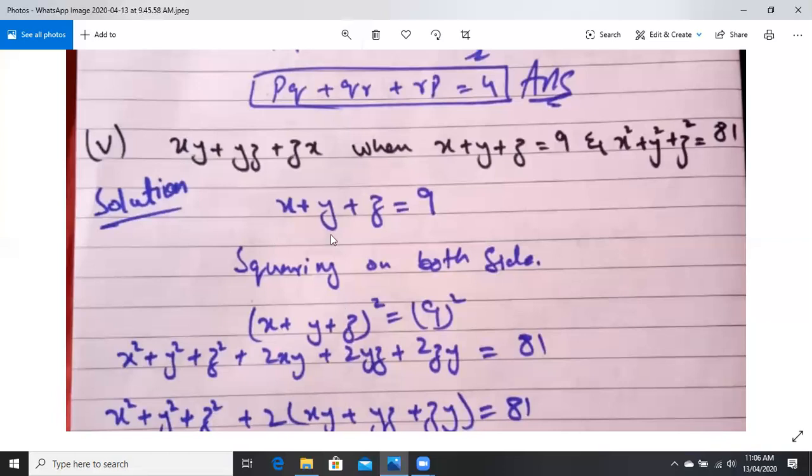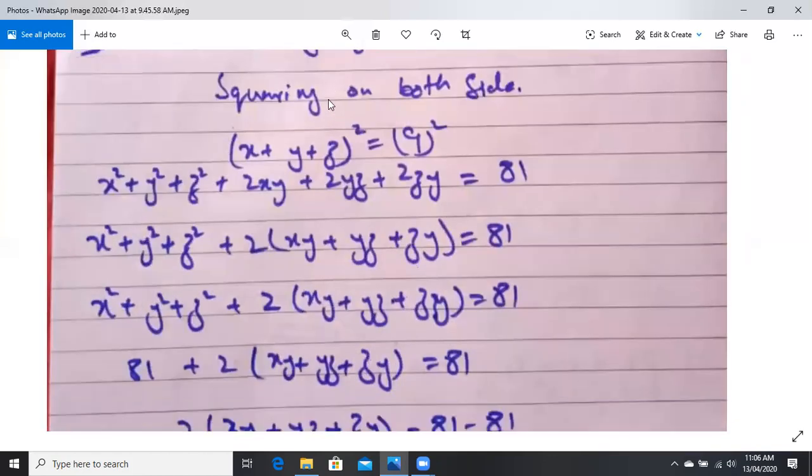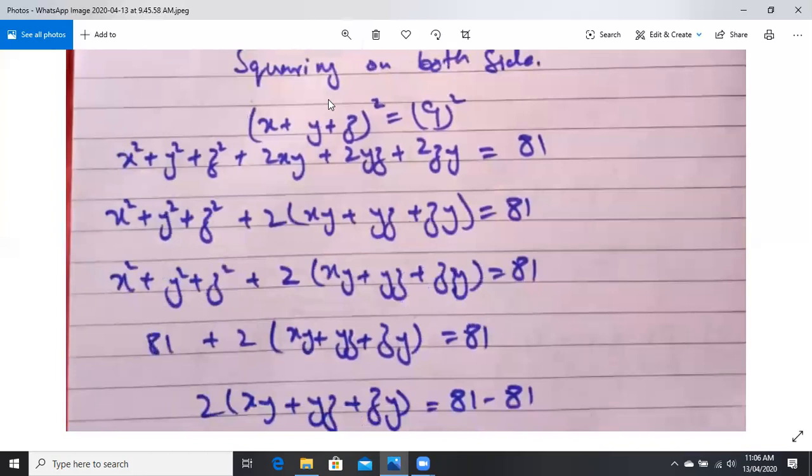So now move towards the next step, which is putting the values. So x square plus y square plus z square plus 2, I take common 2, and xy plus yz plus zx, because I have to find that value. And there's a little written mistake. This is zx, not zy. Okay, so there is a small mistake, so you may correct it.